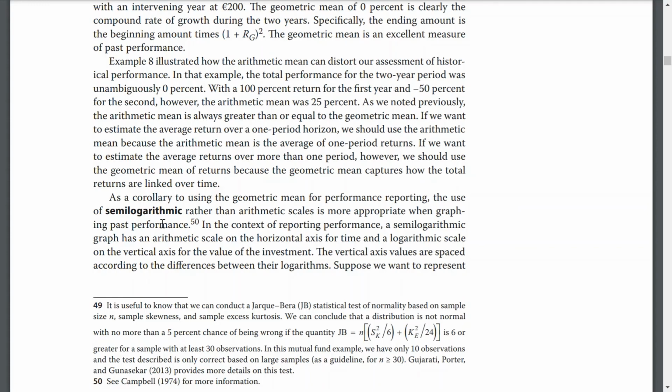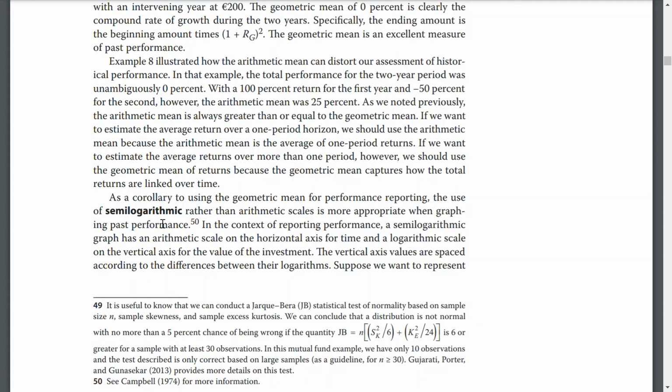If we want to estimate the average return over a 1 period horizon, we should use the arithmetic mean, because the arithmetic mean is the average of 1 period returns. If we want to estimate the average return over more than 1 period, however, we should use the geometric mean of return, because the geometric mean captures how total returns are linked over time. As a corollary to using the geometric mean for performance reporting, the use of semi-logarithmic rather than arithmetic scales is more appropriate when graphing past performance.